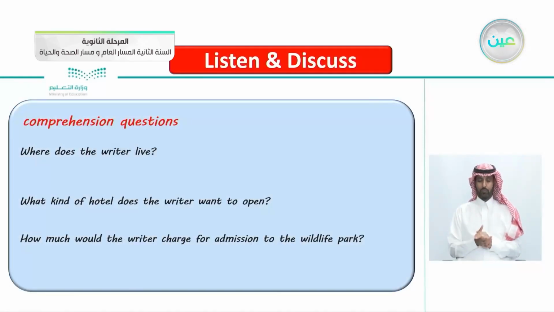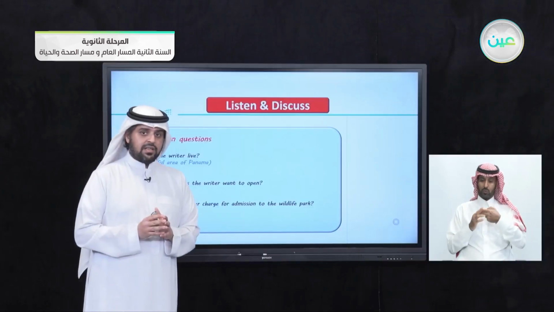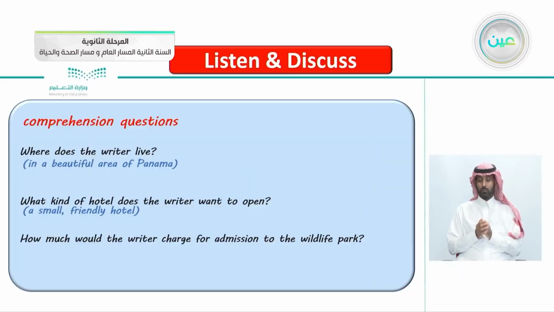So these are the questions here, comprehension questions. Where does the writer live? He lives in a beautiful area of Panama, or you can say he lives in Panama. What kind of hotel does the writer want to open? Is it a big hotel, a unique hotel, a small hotel? Yes, that's correct. He wants to open a small, friendly hotel.